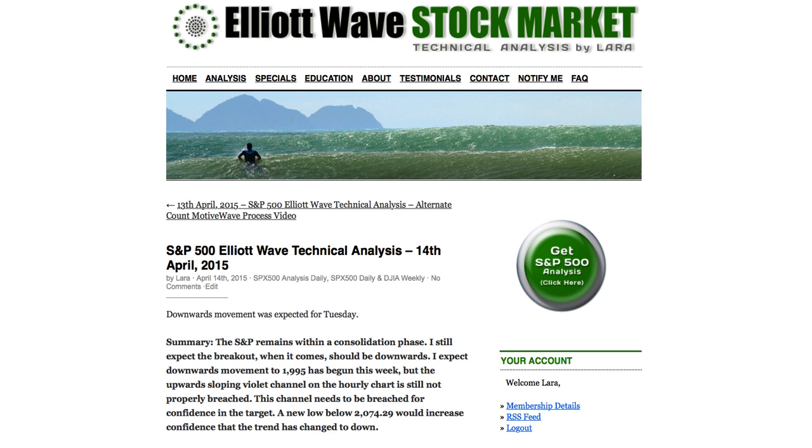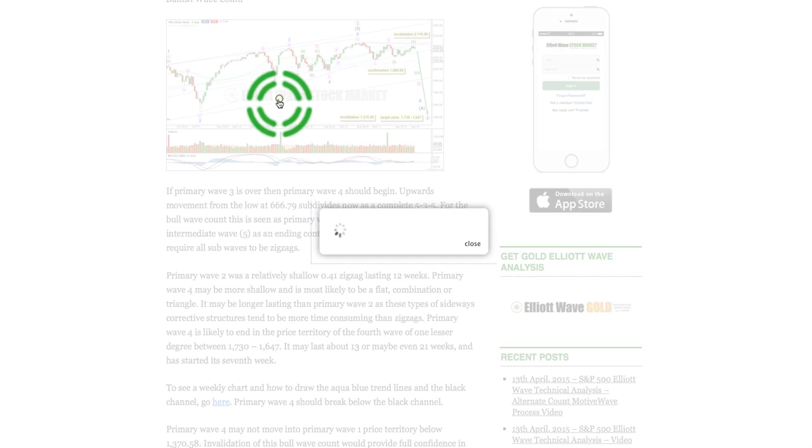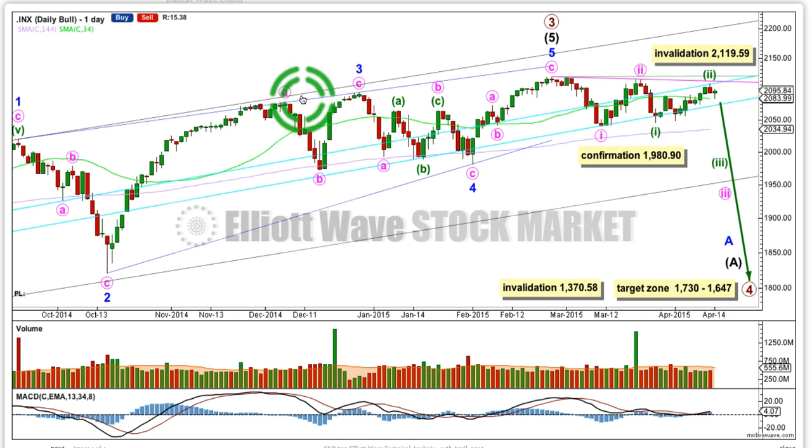I still think it's most likely that when the S&P breaks out of this sideways consolidation phase it's been in since March, I expect the breakout will be downward. I expect it's in the very early stages of a third wave to the downside. The target at this stage is 1995. Let's have a look at the main wave count.